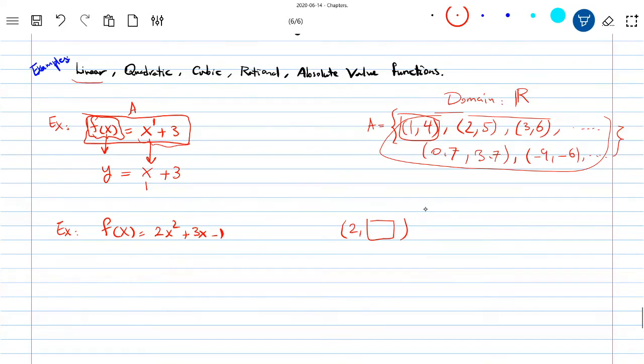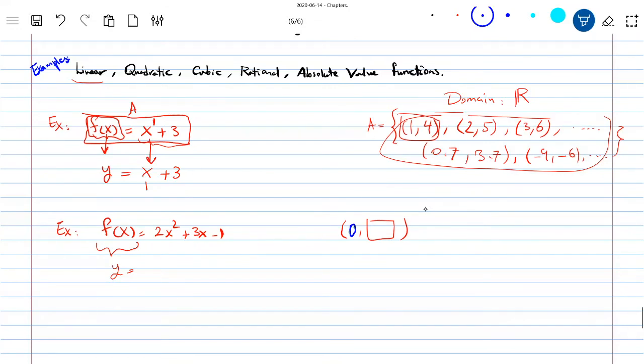How do I find that y value? As I said earlier, f of x represents the y value, and it means replace whatever x value is given in there. Let me change this 2 to a different number, just to not be confusing. Let me change it to 0, for example, which is easier.